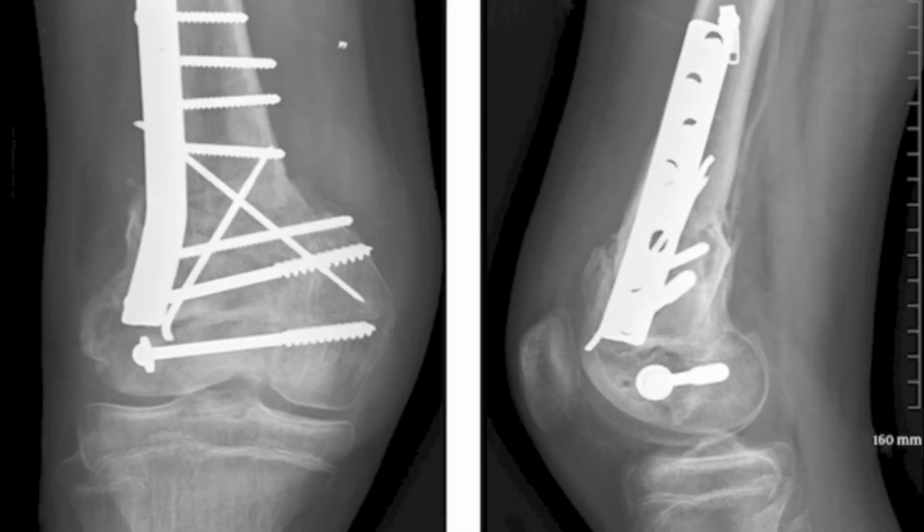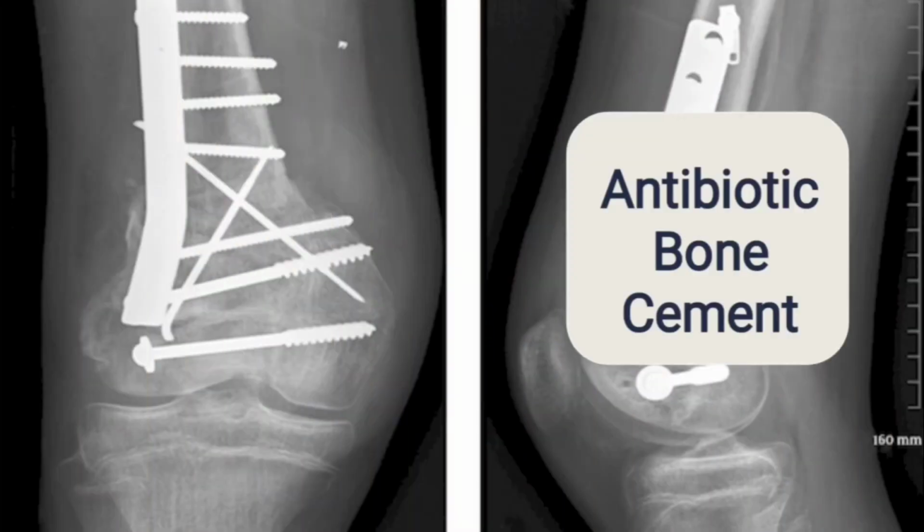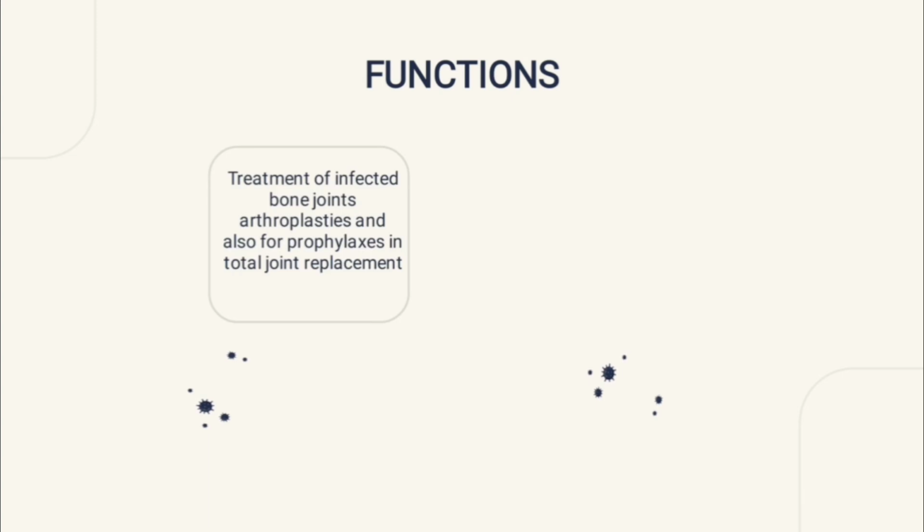Next is the new device research, which is antibiotic bone cement. What is antibiotic bone cement? It is one of the new devices that are widely used as a treatment for indications such as microorganism-infected joints due to total arthroplasty. Now, for its functions, it is used for treatment of infected bone joints, arthroplasties, also for prophylaxis in total joint replacement.